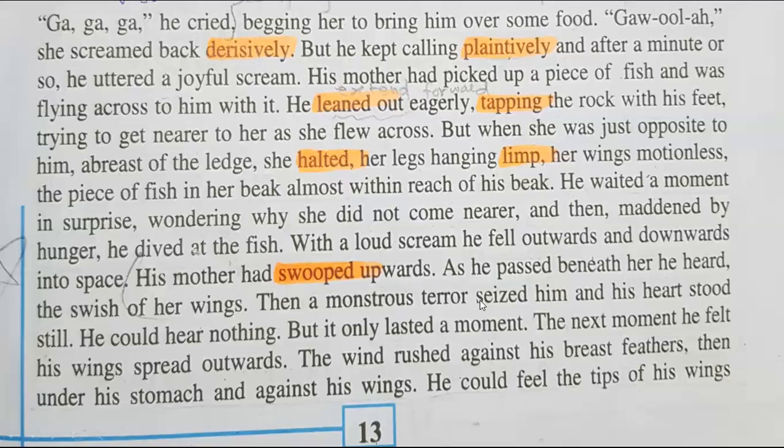Then a monster terror seized him and his heart stood still. Yes, he had a feeling about himself. Monster terror, in a way, it was a dreadful environment, a dreadful circumstance for him. The circumstantial pressure was that he thought he was still, standing by, not moving himself anymore, and his heart stood still. He felt like he could not do anything for himself, like he got stuck in that particular situation. He could hear nothing. This is again a situation because he had never opened his wings for flying before. So it was his first experience. It was his first flight. He is going to fly now, right? Just keep this point in mind, that he is going to fly.